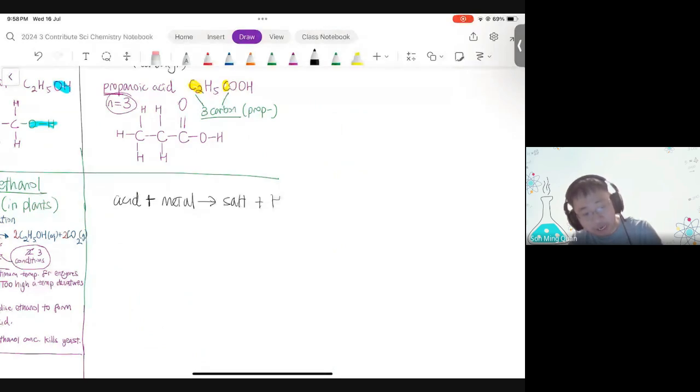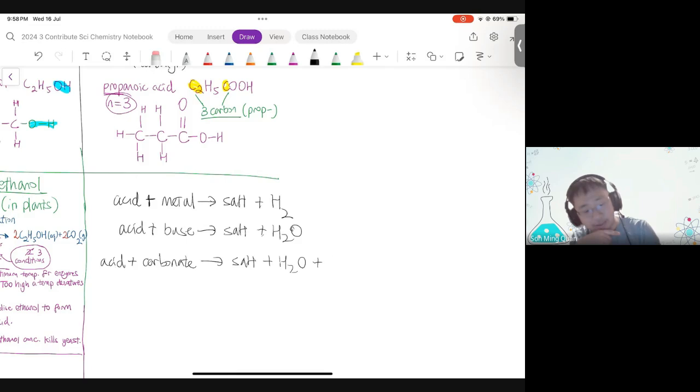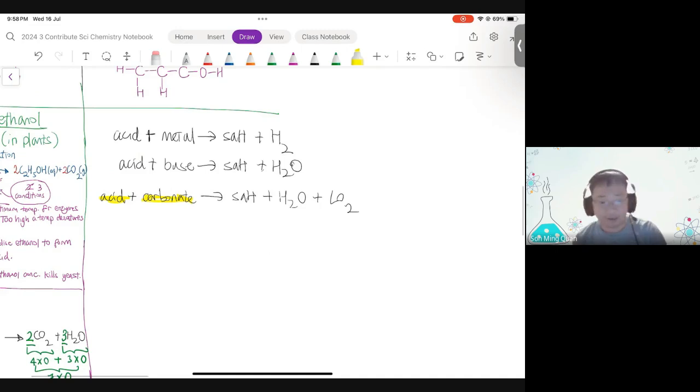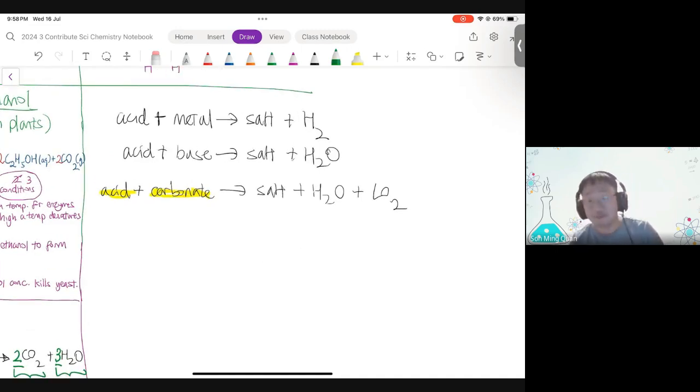It forms salt and hydrogen gas. Acid plus base forms salt and water. Acid plus carbonate forms salt, water, and carbon dioxide. Now, in particular, the reaction with carbonate is quite useful for an acid. So now, let's look deeper at the carbonate reaction.